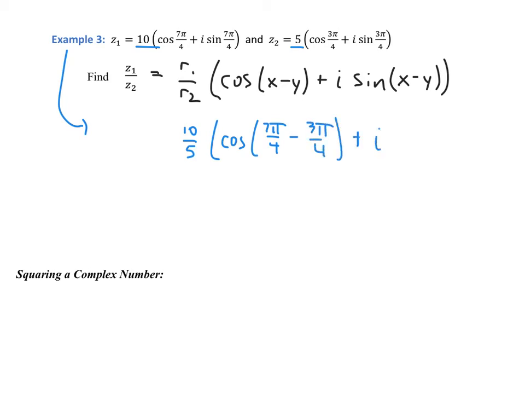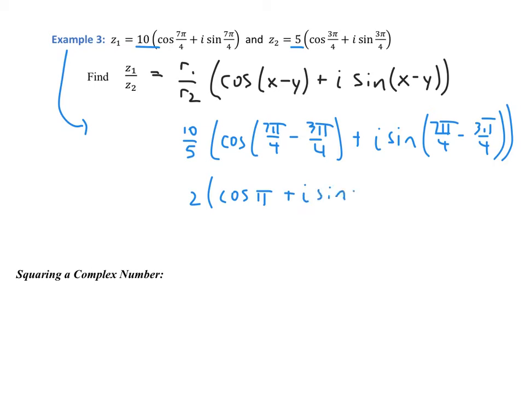And it should be plus I sine of the same thing, 7 pi over 4 minus 3 pi over 4. All right, what is 10 divided by 5? 2, done. What's 7 pi over 4 minus 3 pi over 4? 4 pi over 4, which is the same thing as just pi. So now I've got cosine of pi, and then plus I sine of pi.